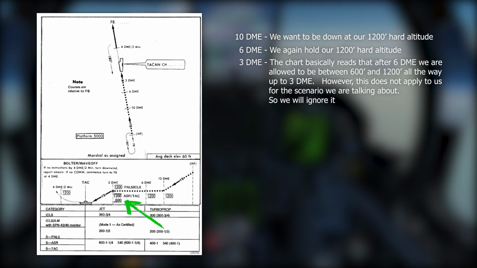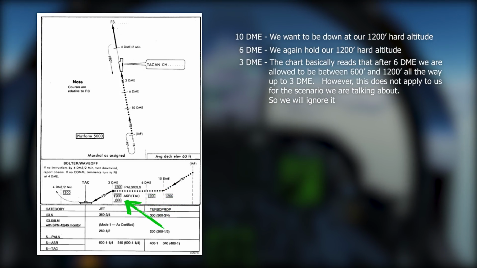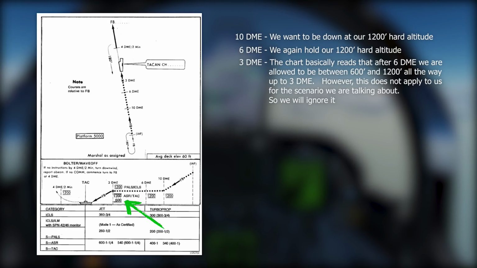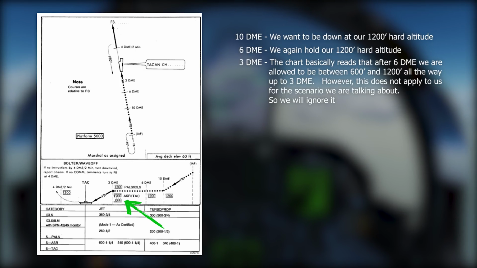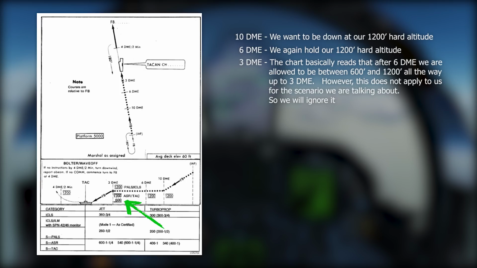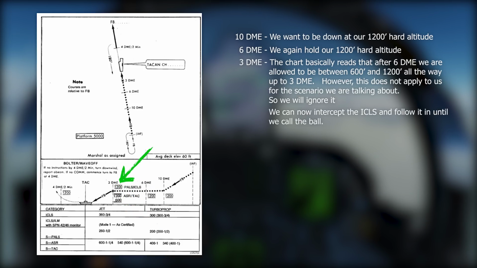Now at 3 DME, we see 1200 feet, but you see this 600 foot? Ignore it. 99% of the time, it's 1200. In cases where you're doing ASR, you might be directed to a lower altitude. This is just not common. For this tutorial, we will ignore the 600 foot mark and we will stay at 1200 feet. At 3 DME, we're going to intercept the ICLS and begin our descent to the boat.